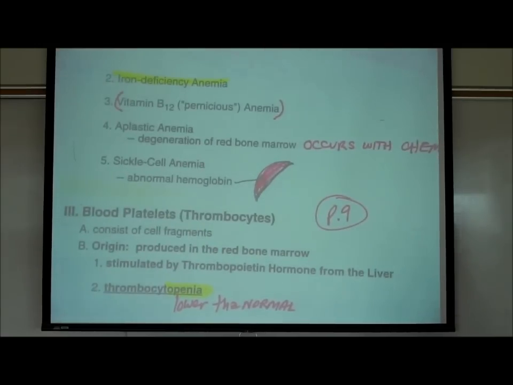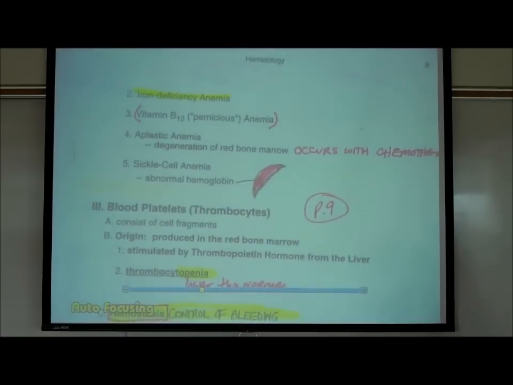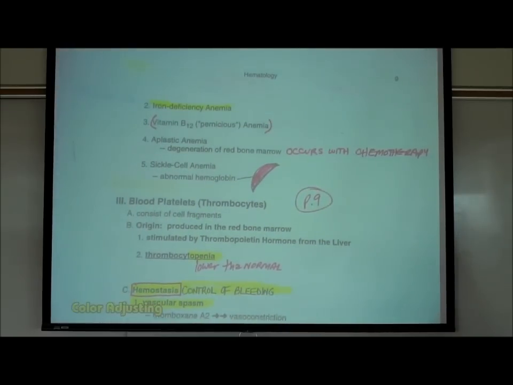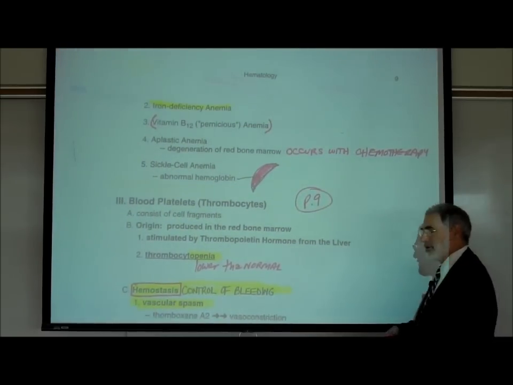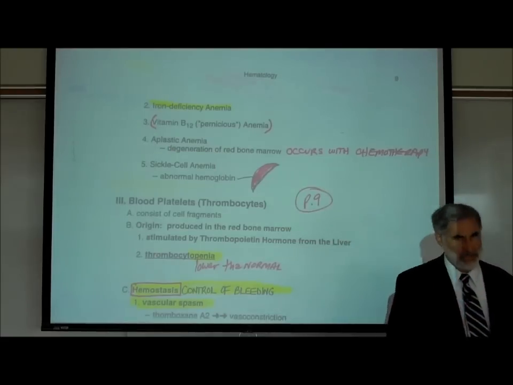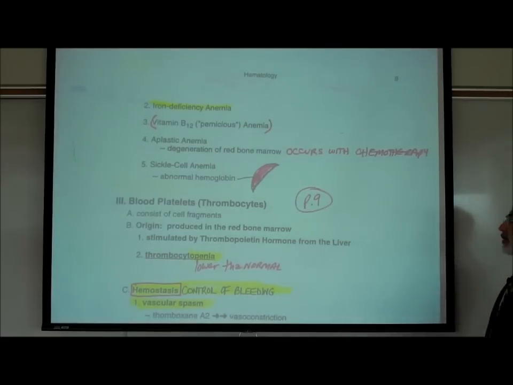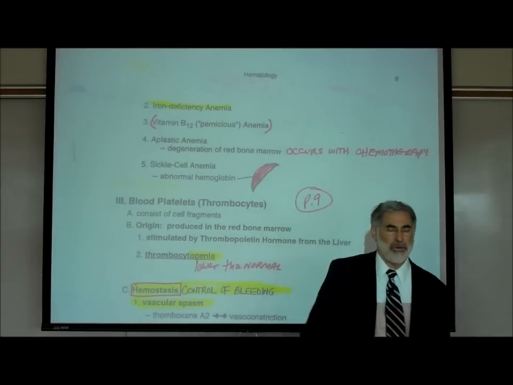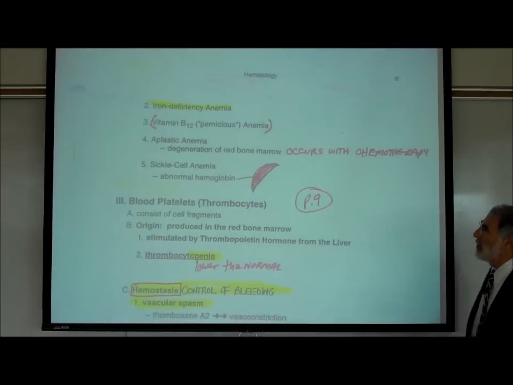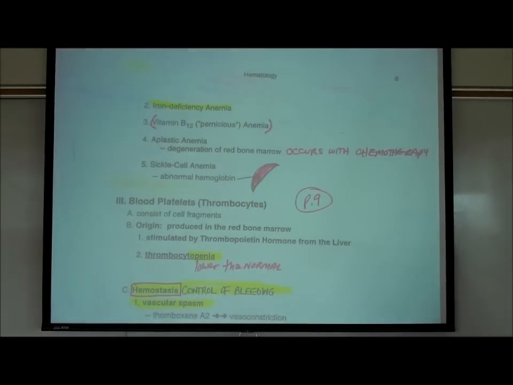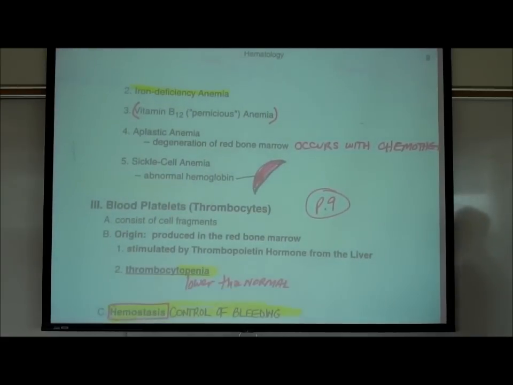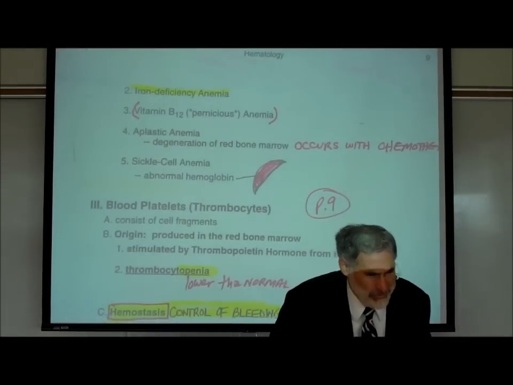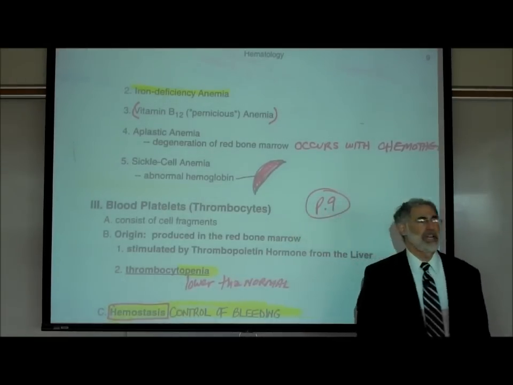Another one that I do want you to know is aplastic anemia. This, I wrote, occurs with chemotherapy. We've said chemotherapy, which is the chemicals they give to people who have cancer to try to kill the cancer cells, always damages the bone marrow. And therefore, there's a degeneration, deterioration of the bone marrow, resulting in a decreased number of red blood cells. That's called aplastic anemia. And then another type of anemia, totally different from these others, is sickle cell anemia.